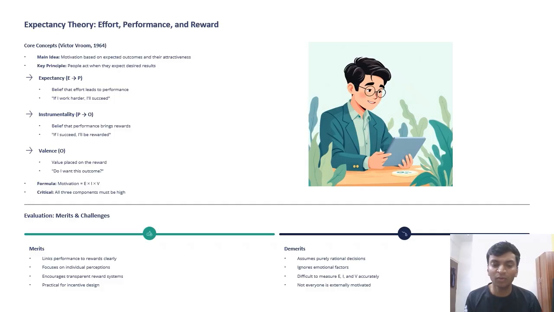So a general formula would be motivation is equal to E into I into V. That's expectancy into instrumentality into valence. And what's critical here is that all three components must be high.